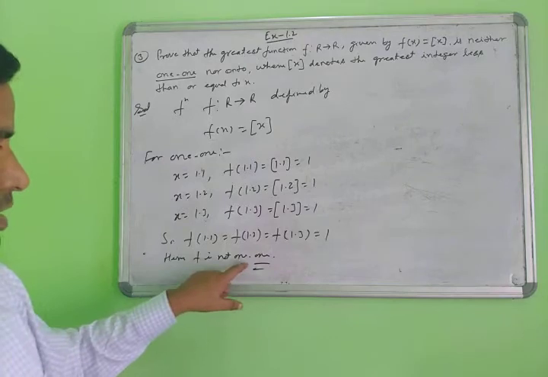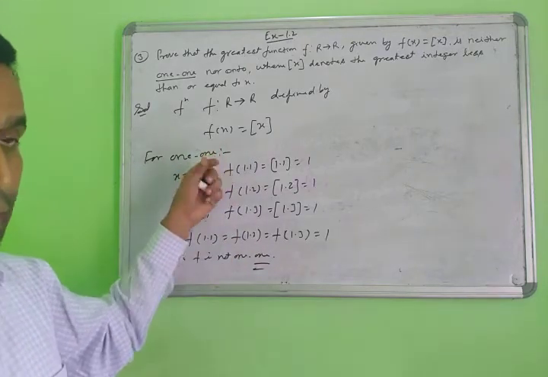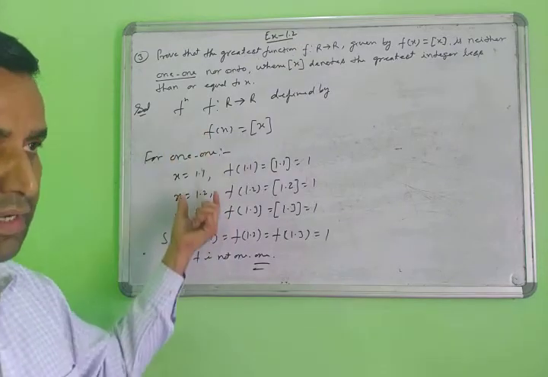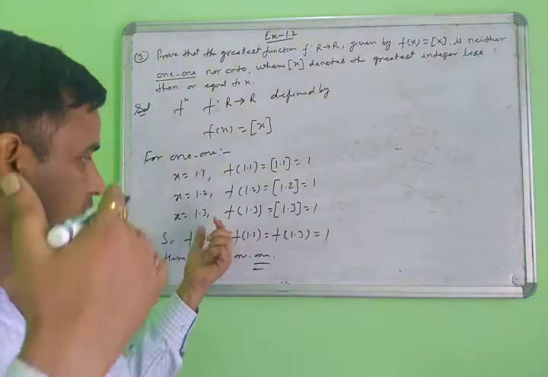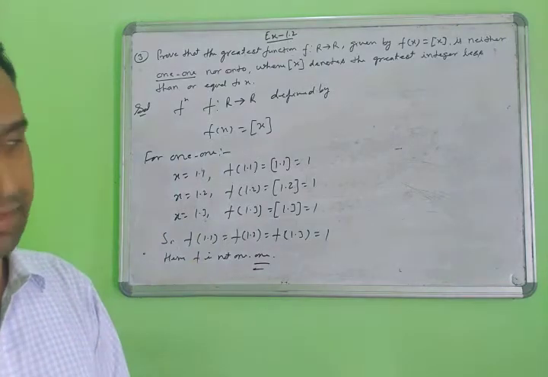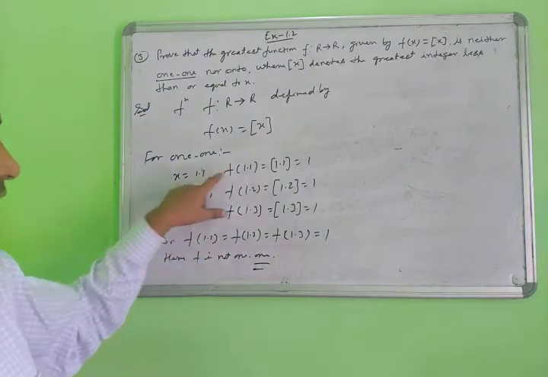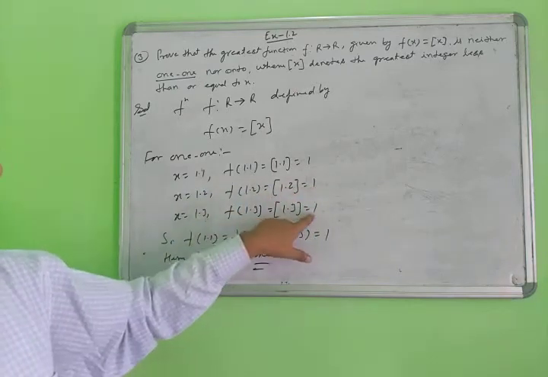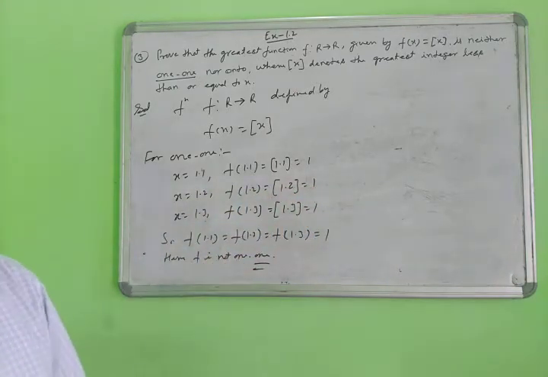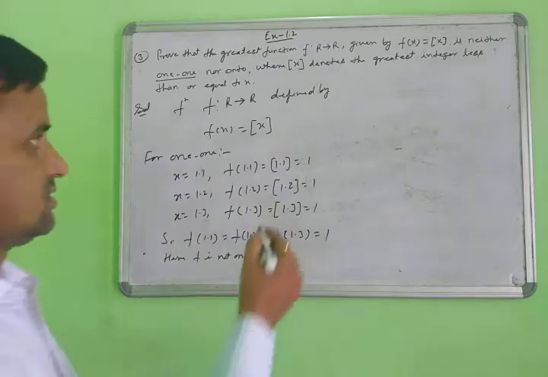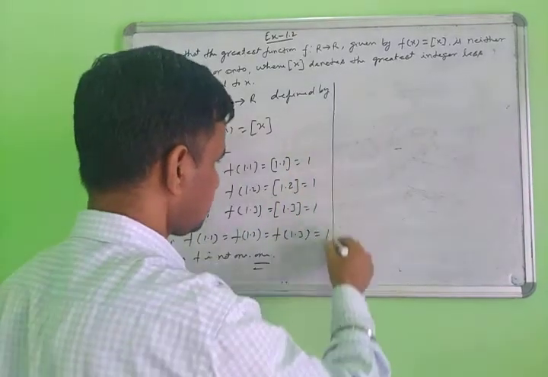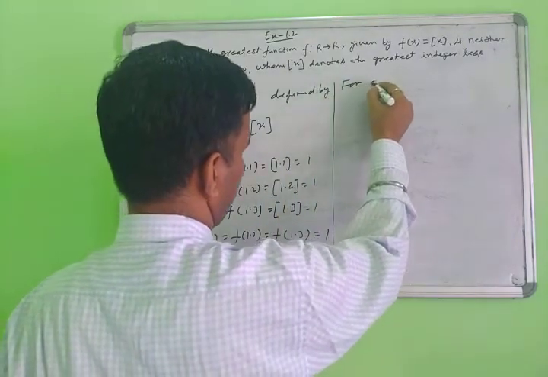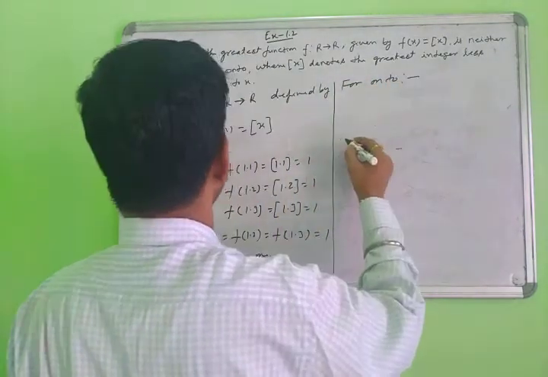f is not one-one because every element of the domain does not have a unique image in the codomain. So 1.1 has the image 1, 1.2 also has 1, and 1.3 also has the image 1. It means this is not a one-one function. Next, the second thing here is onto.